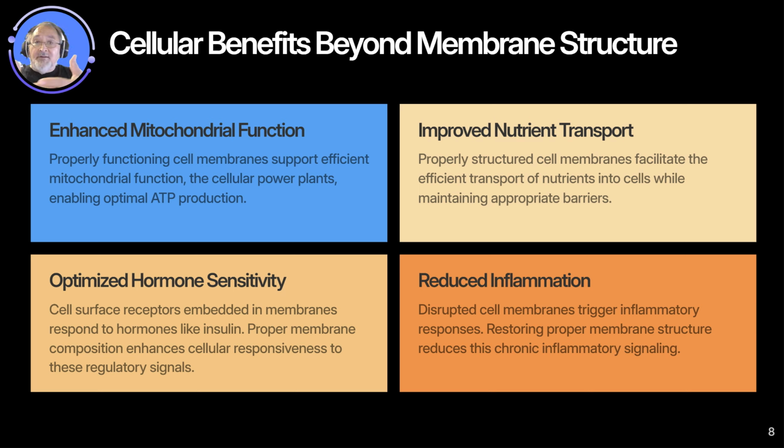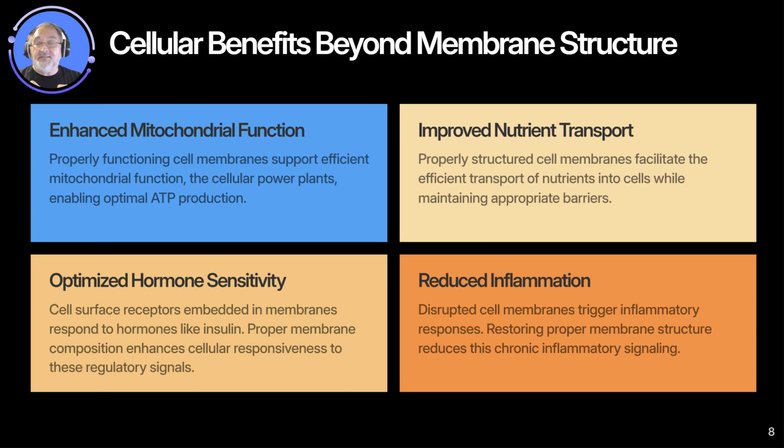Remember, membranes around the cell are what let in either fatty acids or glucose so they can go into the mitochondria to be turned into energy. If your cell membranes aren't working properly, you may not be getting the energy you need. Improved nutrient transport. Cell membranes control the passage of nutrients into cells. Properly structured membranes facilitate efficient nutrient delivery while maintaining appropriate barriers.